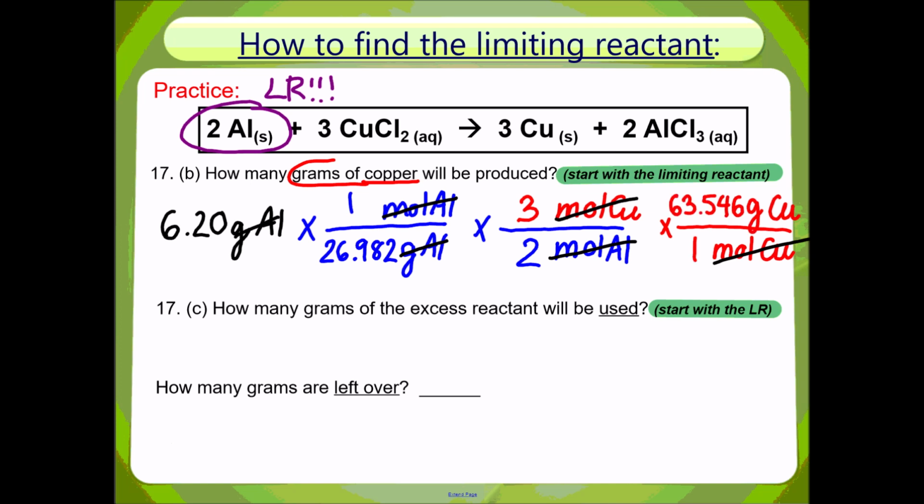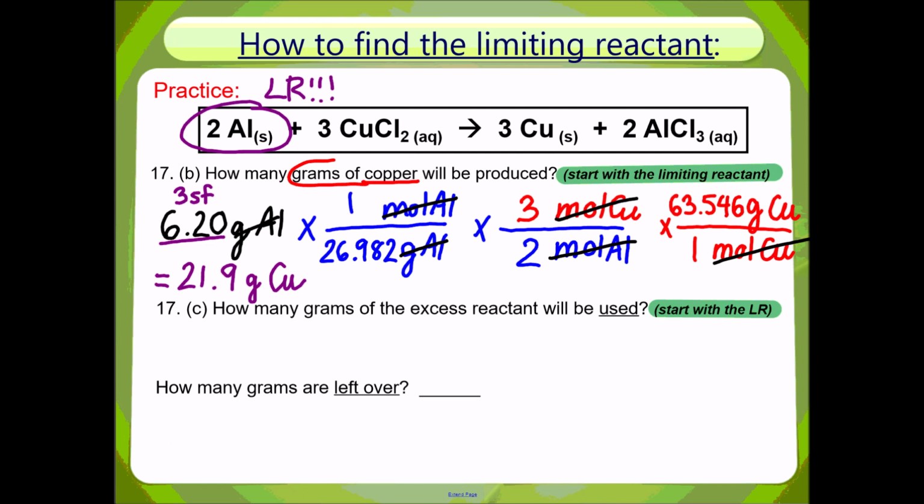63.546, which is the molar mass of copper, goes in front of grams. The final answer is 21.9 grams copper, which has 3 sig figs just like the given. This is how much copper can be produced from the limiting reactant aluminum.